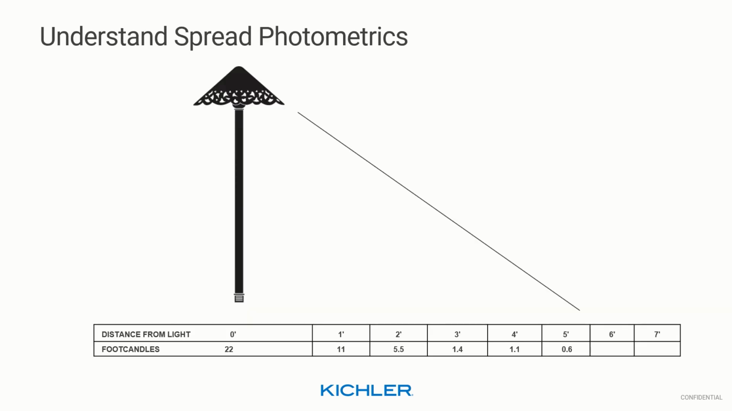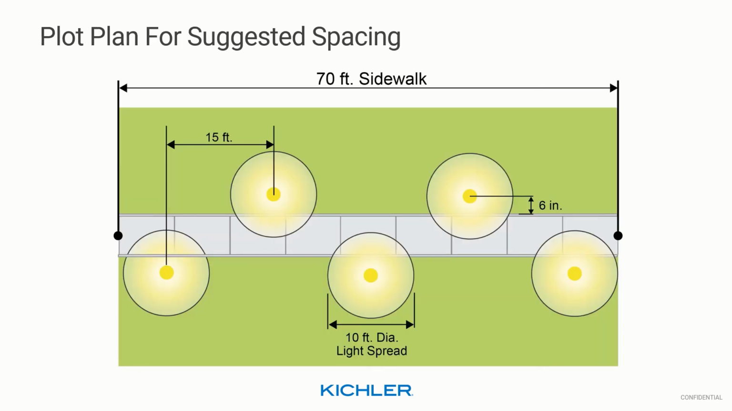Photometrics provided by the manufacturer will define the extent of the reach of the light. This particular spread light will deliver a 10-foot diameter of light. As you can see from the photometric data, light drops to 0 after a 5-foot radius. Placing 5 of these units along a 70-foot path will provide an ample amount of light. Remember, you do not need to touch the circles of light. The human brain will connect the dots and help the walker transition from one circle to the next.